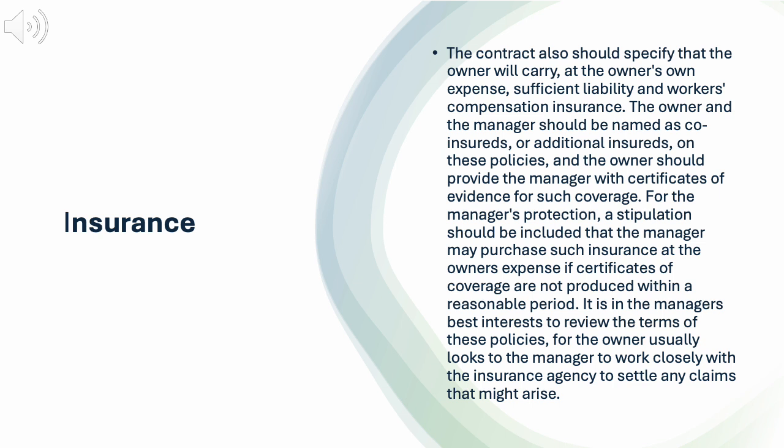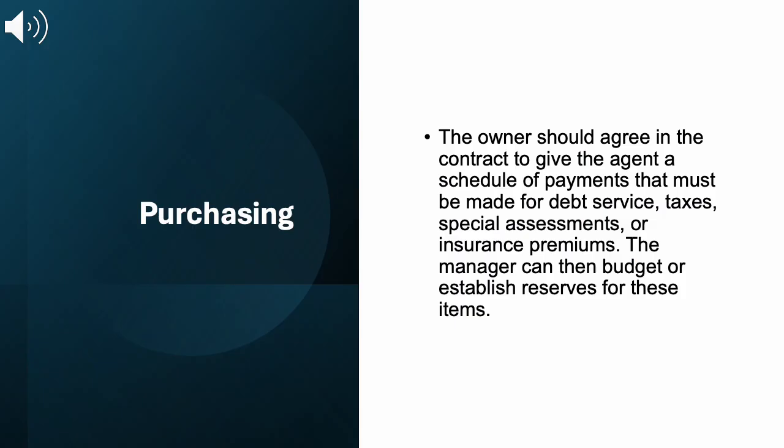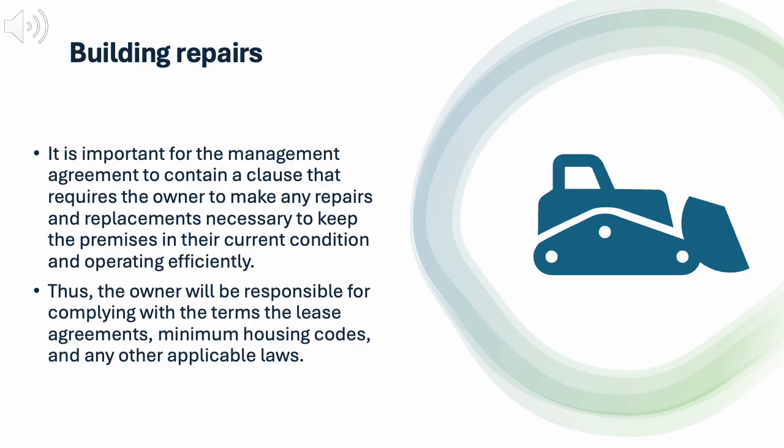It is in the manager's best interest to review the terms of these policies, for the owner usually looks to the manager to work closely with the insurance agency to settle any claims that might arise. Purchasing. The owner should agree in the contract to give the agent a schedule of payments that must be made for debt service, taxes, special assessments, or insurance premiums. The manager can then budget or establish reserves for these items.